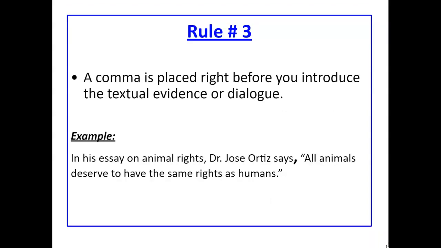Rule 3, you're going to put a comma right before you introduce the dialogue or textual evidence. So in his essay, Dr. Jose Ortiz says, comma.